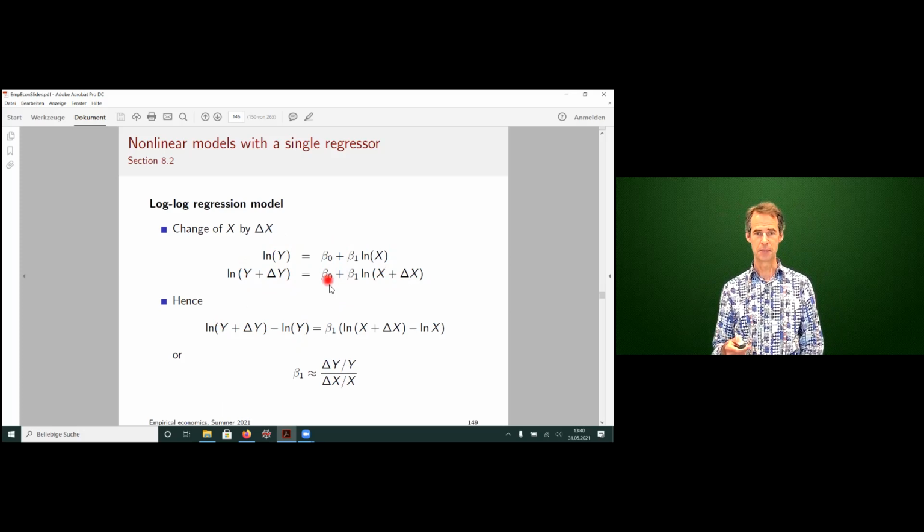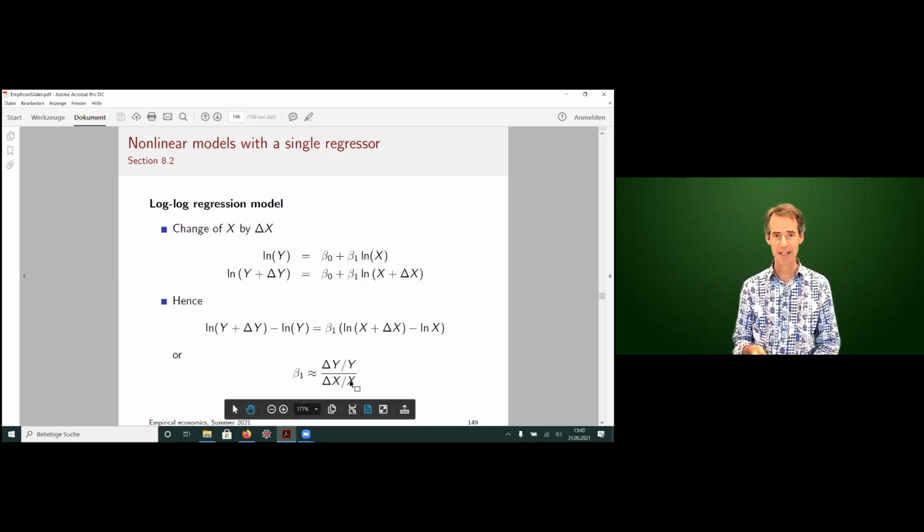On the right-hand side, beta 0 drops, and we get beta 1 times the log difference in x. We can approximate the left-hand side by delta y over y, and the right-hand side by delta x over x, and therefore we can rewrite the entire expression and state that the marginal effect beta 1 is the percentage change in y over the percentage change in x.